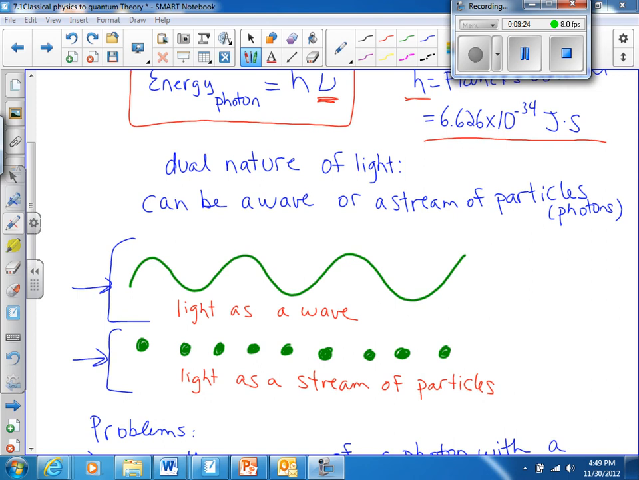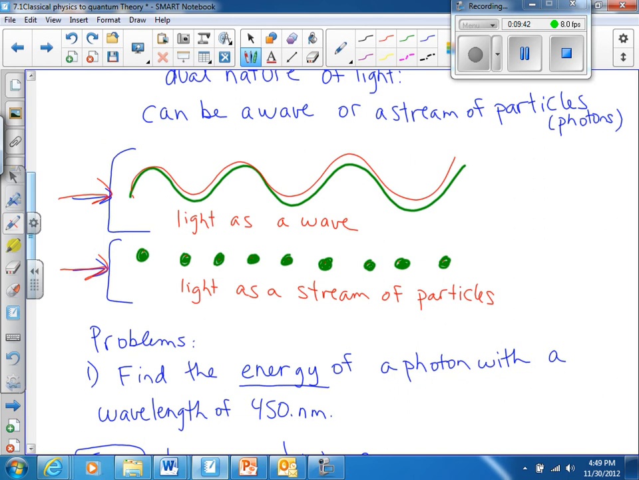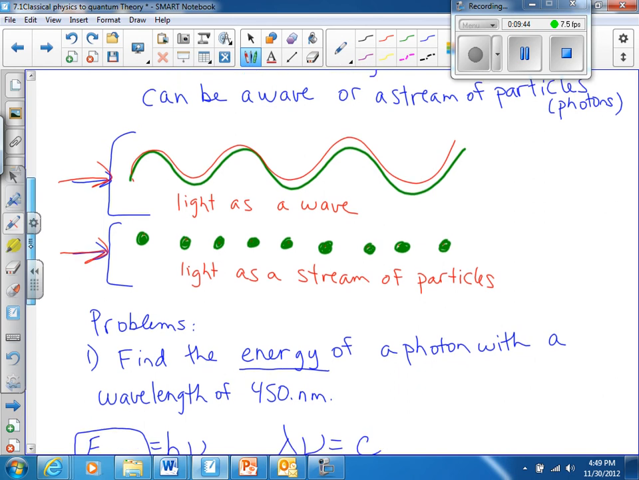And here we go. This is Einstein's idea. Light is a wave. See this wave here? And it's also a bunch of particles that come streaming at you, little photons that come streaming at you. Now, we have some problems. Find the energy of a photon with a wavelength of 450 nanometers.